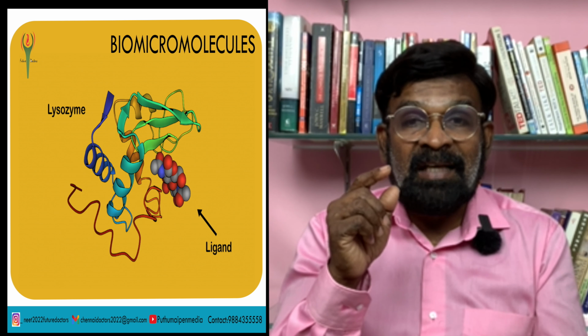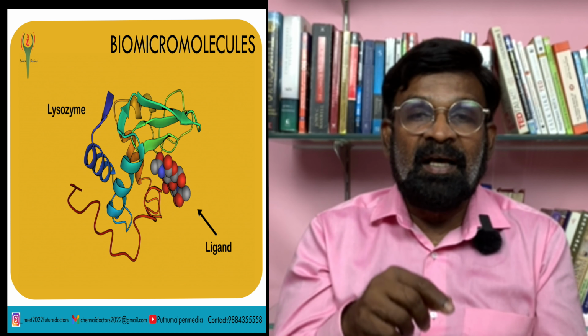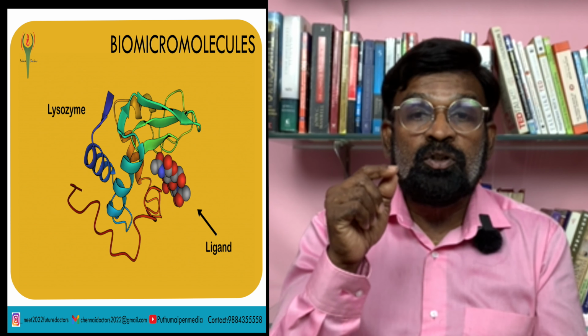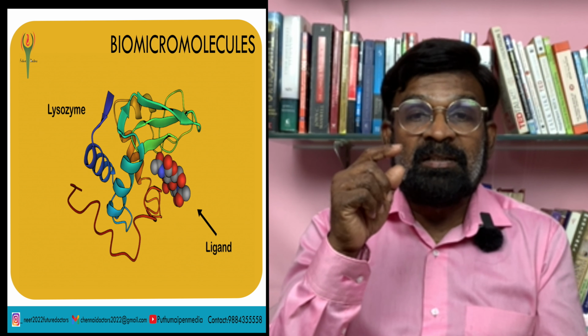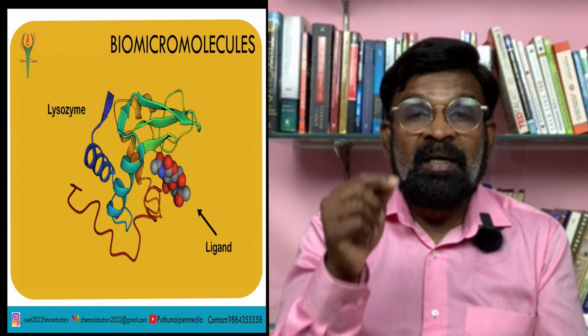These are divided into the following two types. Monosaccharides, that is number 1. They are the simplest carbohydrates, which cannot be hydrolyzed further into smaller components. These are generally composed of 3 to 7 carbon atoms per molecule.